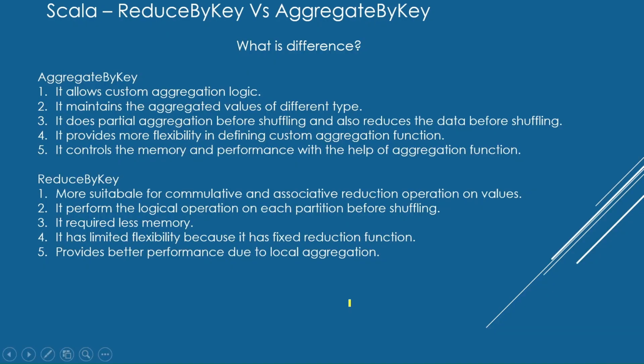Okay, so now let's talk about the difference. What is the difference between reduce by key and aggregate by key? Reduce by key allows custom aggregation logic. Aggregate by key also allows custom aggregation logic. If you want to do any kind of custom aggregation, there are two functions, the sequence function and the combine function, and on top of that, if you want to create custom logic for aggregation, with the help of aggregate by key you can achieve it. It maintains the aggregated value of a different type. As I mentioned, the input and output type may be different whenever you use aggregated value.